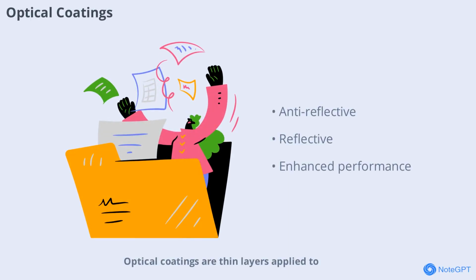Optical coatings are thin layers applied to lenses and mirrors to enhance their performance. Antireflective coatings reduce glare, while reflective coatings increase brightness. These coatings are essential in cameras, glasses, telescopes, and other optical devices for clearer, brighter images.